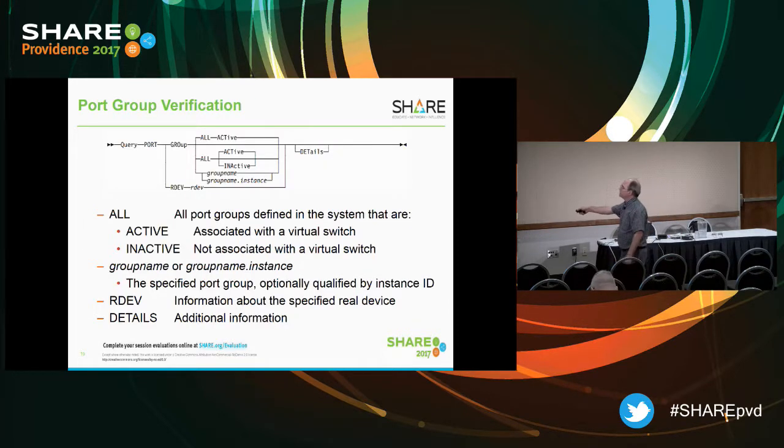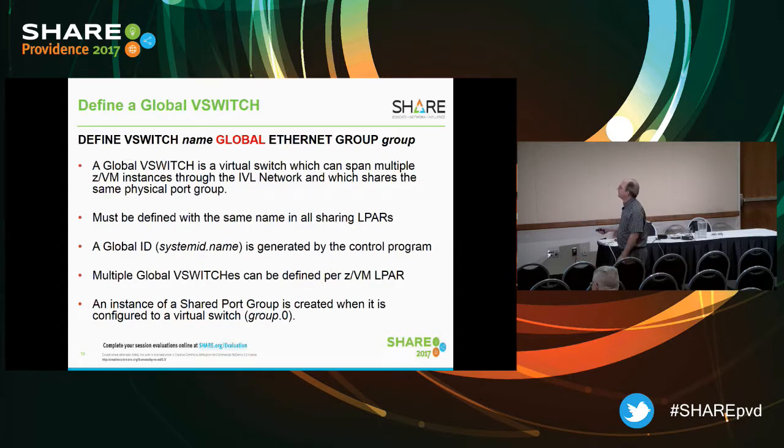Okay, so at this point, I've got the infrastructure, the IVL is now set up, and I've created a port group on the IVL. Now that I have a shared port group, I can create a global vSwitch, because the global vSwitch needs a shared port group to work. Again, very difficult. We now add the global keyword. Everything else is the same.